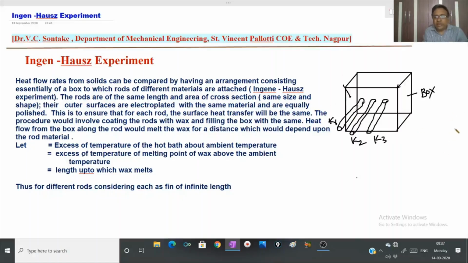Now let's say all these three rods are coated with wax. Depending upon their thermal conductivity, heat will be transferred from this end to this end of the rod, and depending upon their thermal conductivity, the wax will be melted. And let's say the lengths are L1, L2 and L3 respectively.